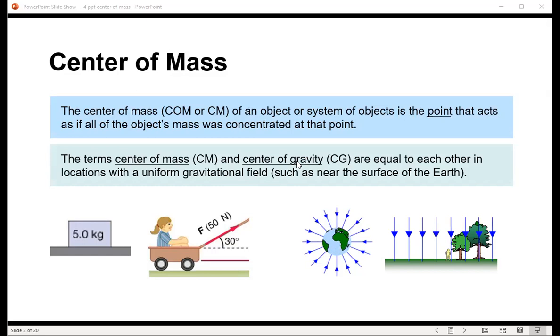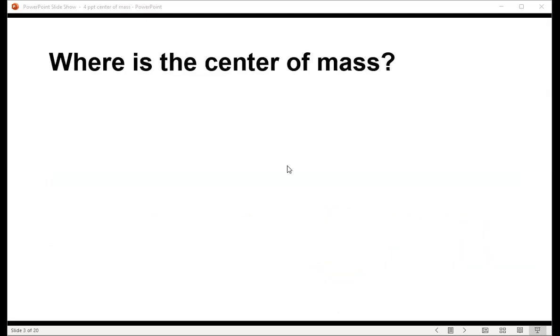And I only point that out because this lesson is about center of mass. It's not about calculating problems involving center of gravity, but you will find those terms used interchangeably, and just know that that's appropriate for what we're doing. All right, let's keep going.